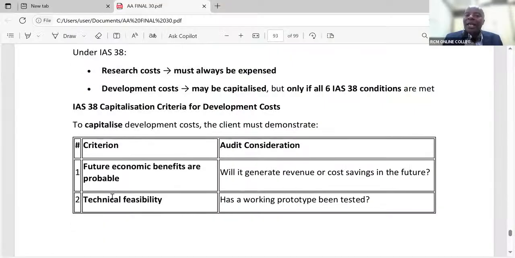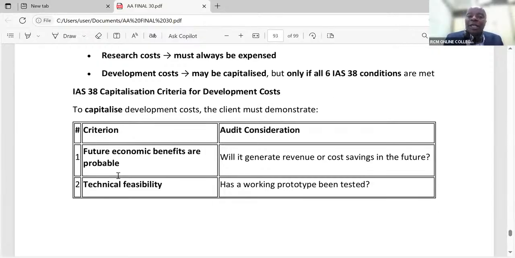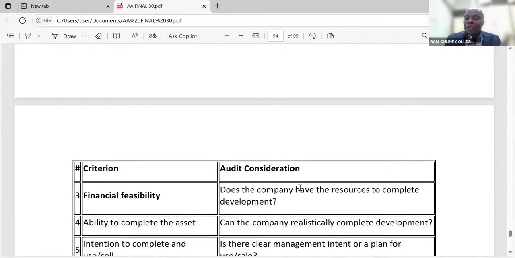So the 6 conditions, ladies and gentlemen, for you to be able to capitalize development costs are: first, your audit client must be able to demonstrate that there are future economic benefits which are going to come, because we are looking at the definition of an asset. This means that it will generate revenue or cost savings in the future. Second, technical feasibility. Has a working prototype been tested? Yeah, technical feasibility.